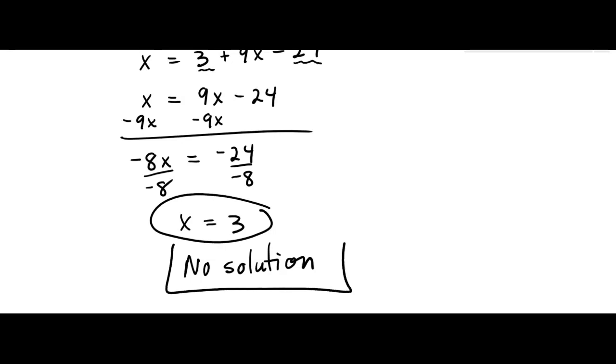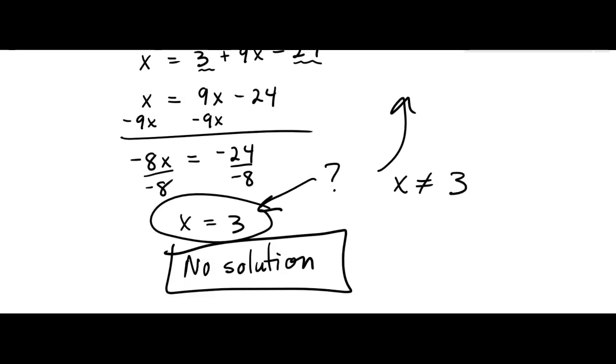I shouldn't put a box around that. Let me put a box around that. This was our answer, but earlier we said x cannot be 3 because that makes the denominator 0. So we got an answer, but it was the one thing we couldn't have. So that means there's no solution.